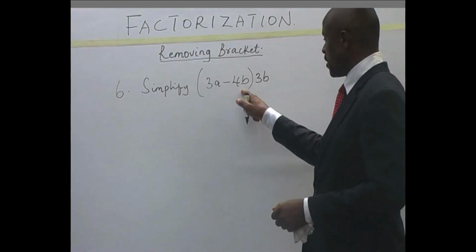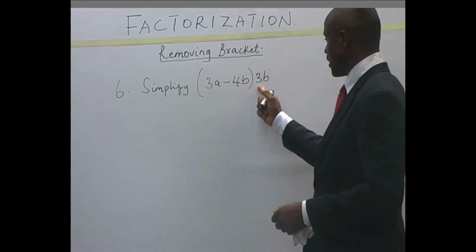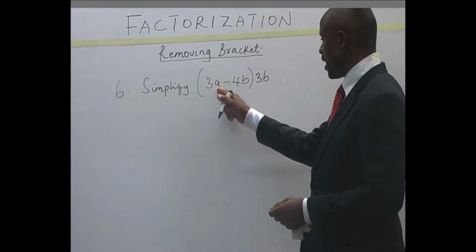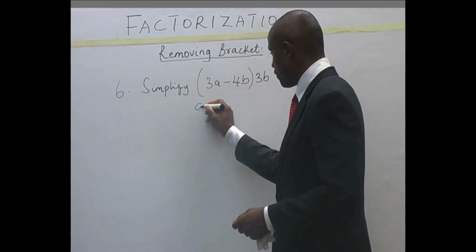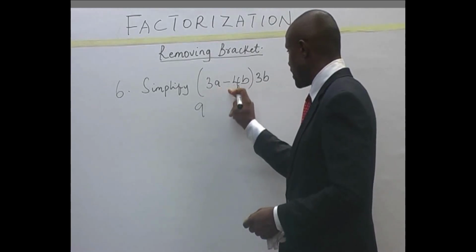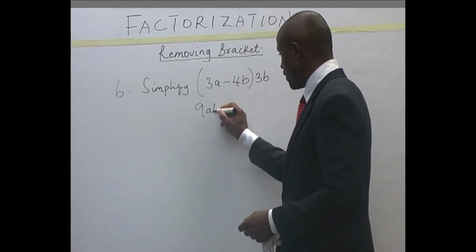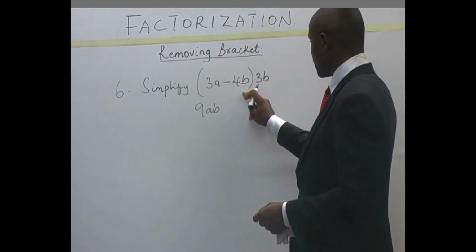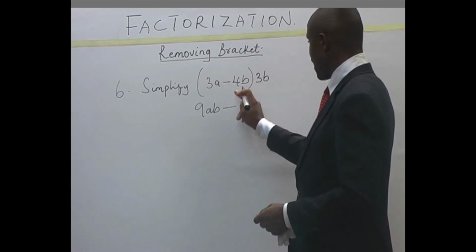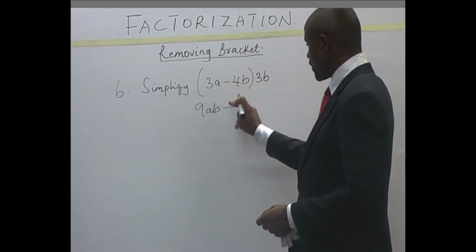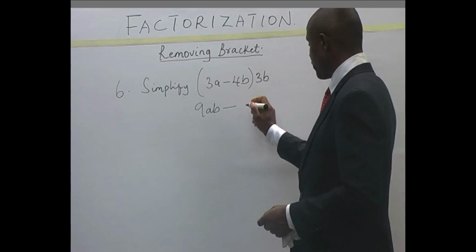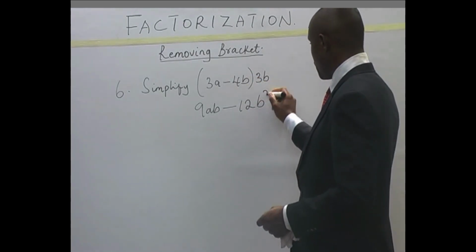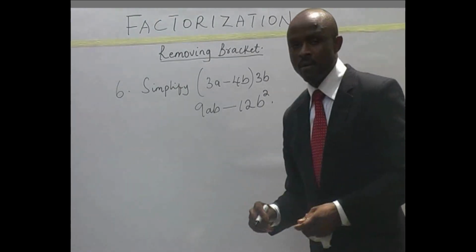Simplify 3a minus 4b in brackets, 3b outside the bracket. 3b times 3a is going to give you, first of all, 3 times 3 is 9. a times b will give you ab. 3b times minus 4b will give you minus, because 3 times minus is minus. 3 times 4 is 12. b times b will give you b squared.